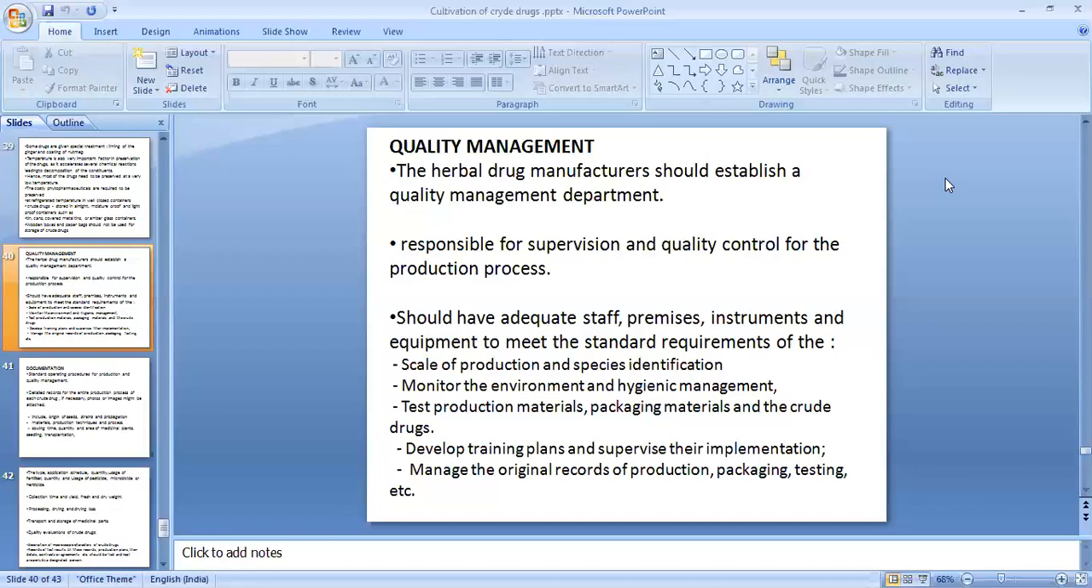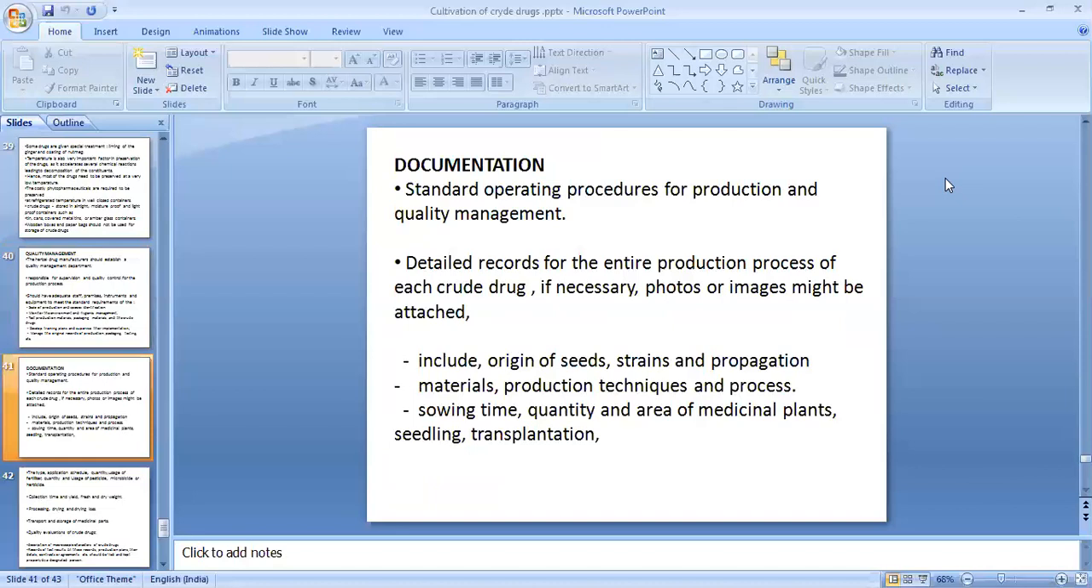And not only quality management, after managing all these things, documentation is very, very important. The standard operating procedures for production as well as quality management should be maintained. And the detailed records for the entire production process of each and every crude drug should be maintained. If necessary, photographs or images should be attached.